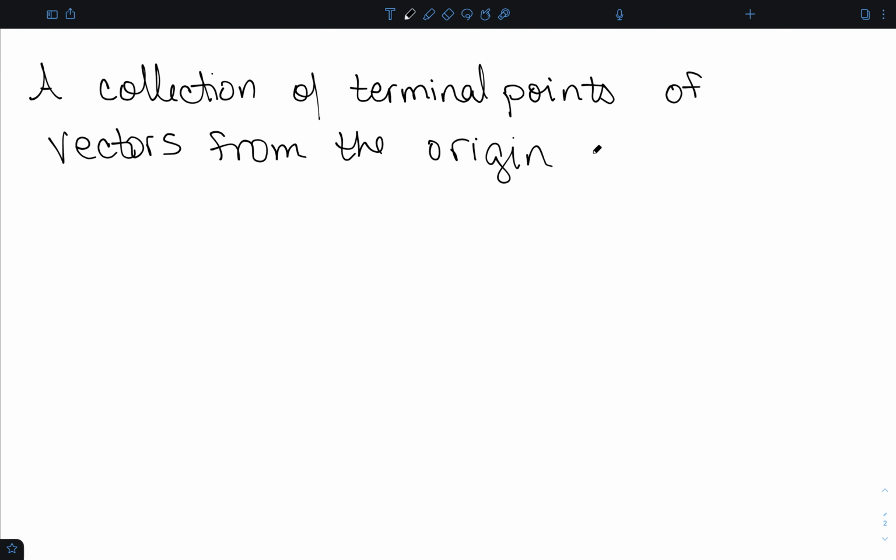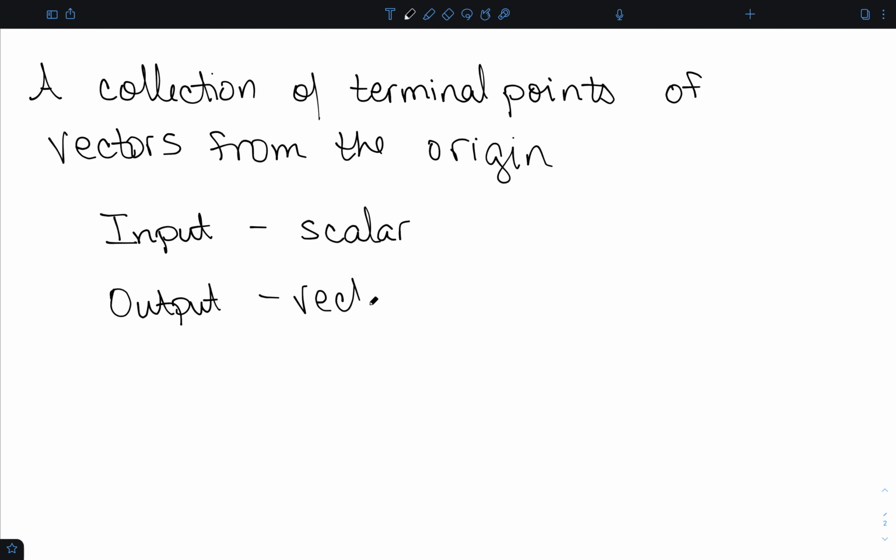This example was an idea of a vector-valued function. A more precise definition: it's a collection of terminal points of vectors that start at the origin. My input for these functions is a scalar. We input a single number, and our output is a vector. So we input one number, and we will output a vector. We tend to denote our input by the letter t, and we call this a parameter.